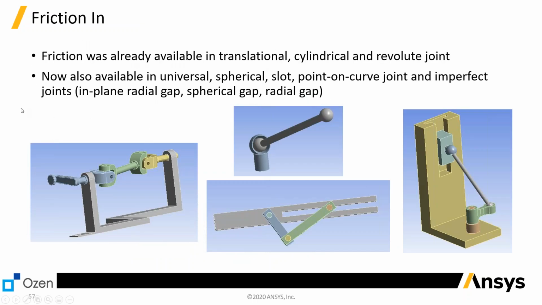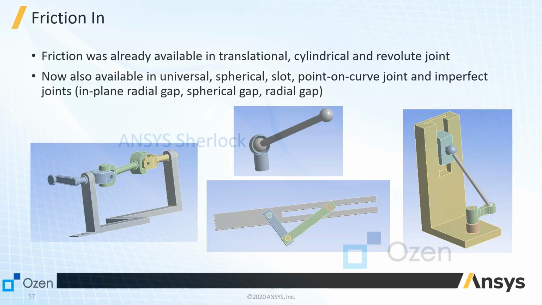Another feature for rigid body dynamics inside 2020 R2 is friction in joints. Now friction was already available in translational and cylindrical joints, but now we can have it in universal, spherical, slot, point on curve joint, and imperfect joint. So all of these joints before didn't have friction, but now friction is available inside these joints in rigid body dynamics.